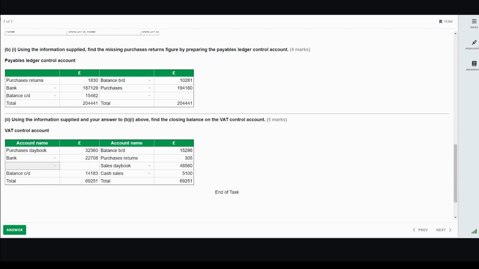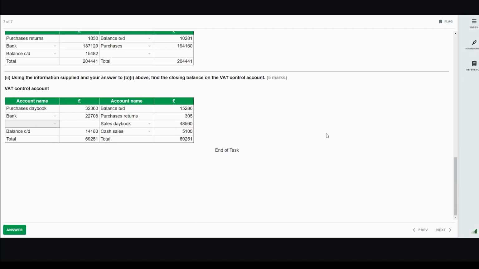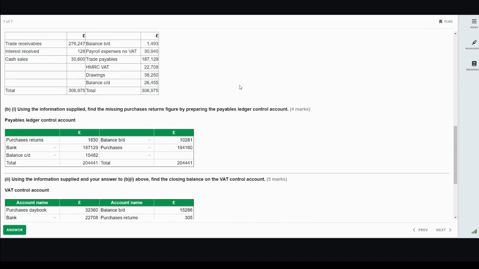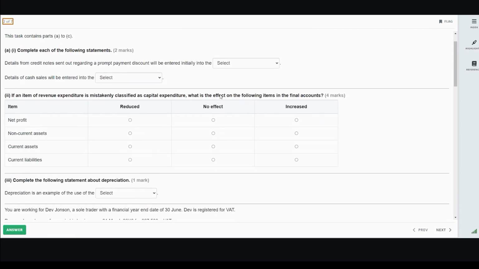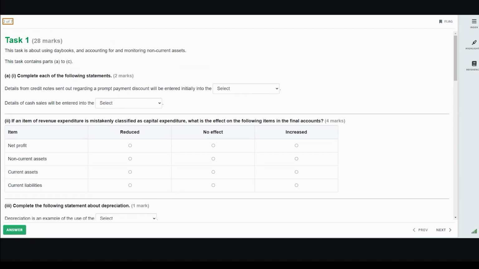So let's just have a look to see if that balances. And yep, that's the correct figure. That's what we're looking for. So that is task 6, and basically that is the exam done. It's just taking me back to the beginning, but I've already completed that.